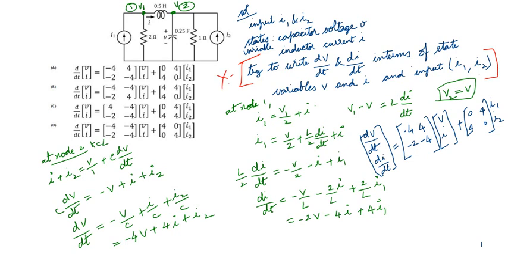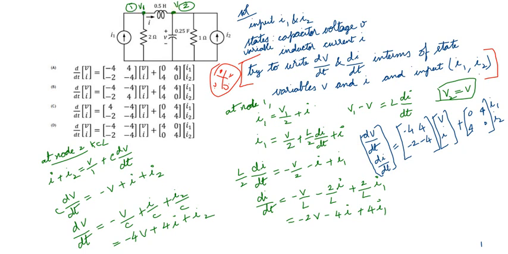Try to write dV by dt and di by dt in terms of state variables V and I and input. Okay. That is the state equation meaning, right? dV by dt, di by dt in terms of V and I, I1 and I2. I have to write it this first, right? Okay. Let us assume this is node 1 and node 2. Node 1 voltage I am assuming as V1, right?